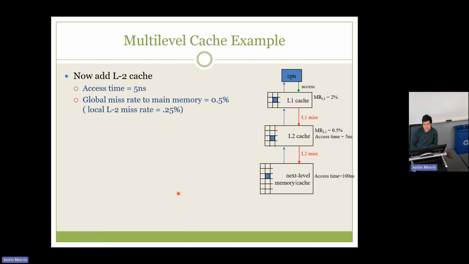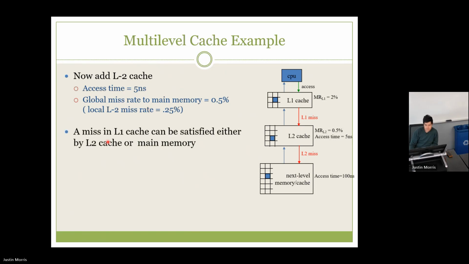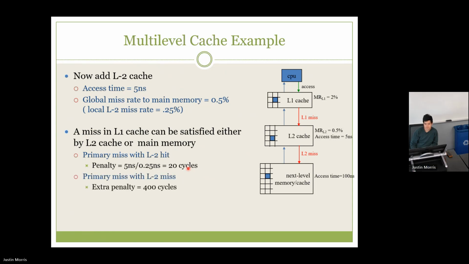Now, we add an L2 cache. Its access time is 5 nanoseconds. So if it's not in the L1 cache, maybe it's in the L2 cache, right? So our penalty for accessing the L2 cache is only 20 cycles rather than 400. But if we don't have it in L1 or L2, we still incur 400.